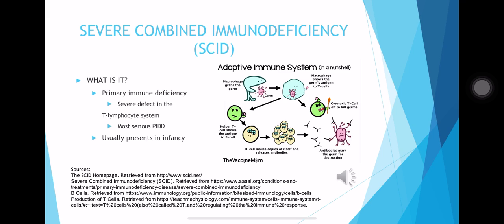The topic of our presentation is diseases in purine metabolism. The first one being addressed is severe combined immunodeficiency. Severe combined immunodeficiency is a primary immune deficiency, also known as PIDD. The defining characteristic is usually a severe defect in the T lymphocyte system. It sometimes includes a defect in the B lymphocyte system.